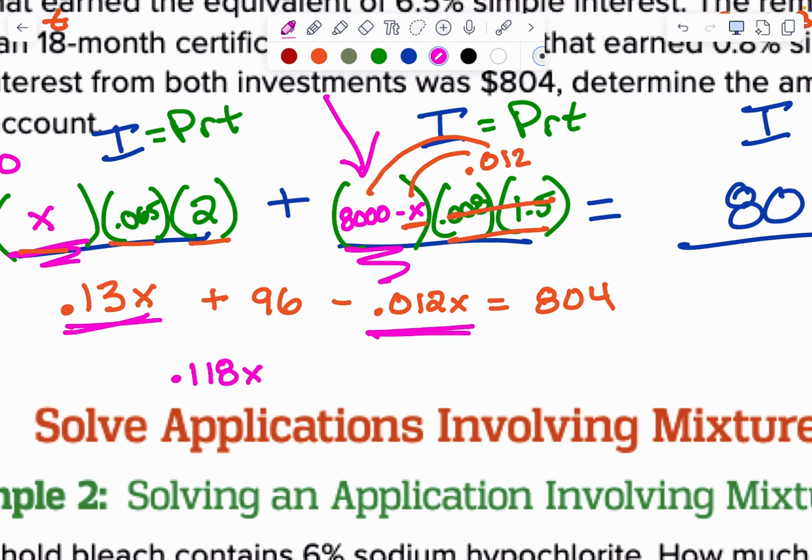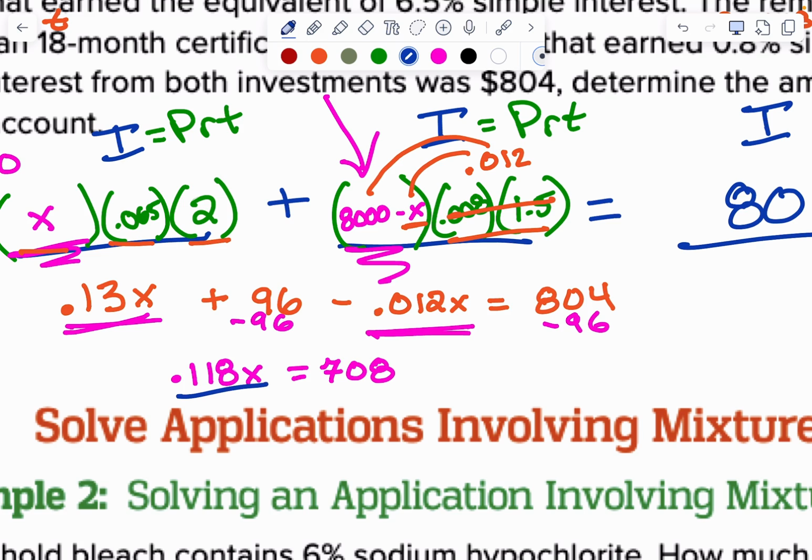And then I'm going to toss the 96 to the other side. So I'm going to subtract 96. And that is equal to 708. I don't know if I did that right. 708. Okay, now I can't divide.